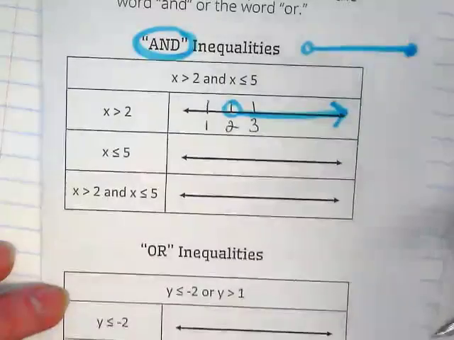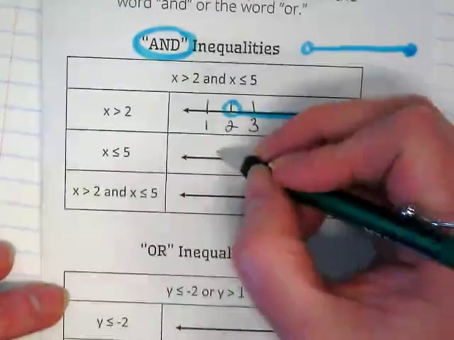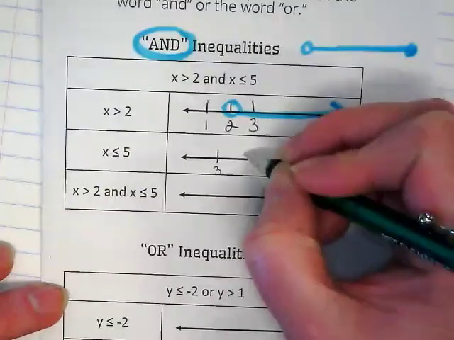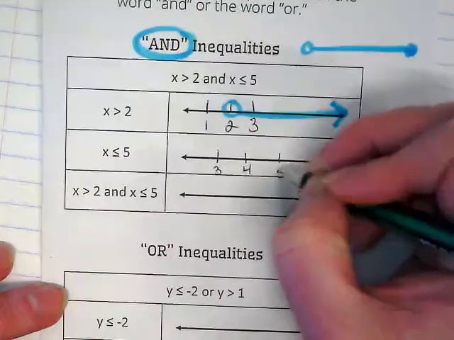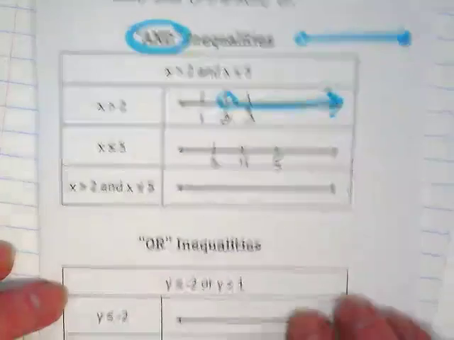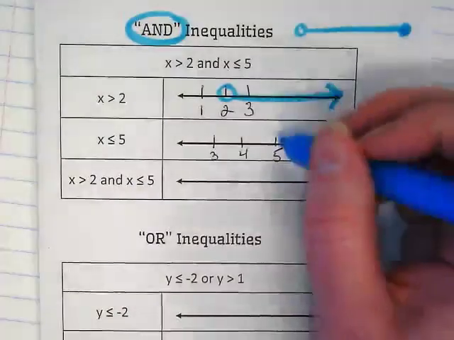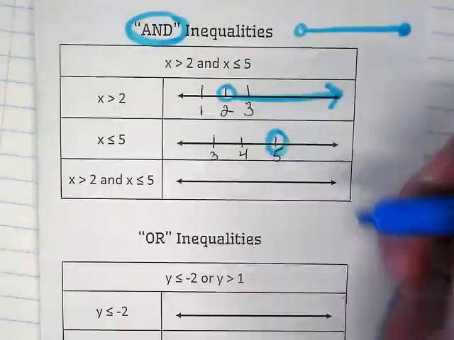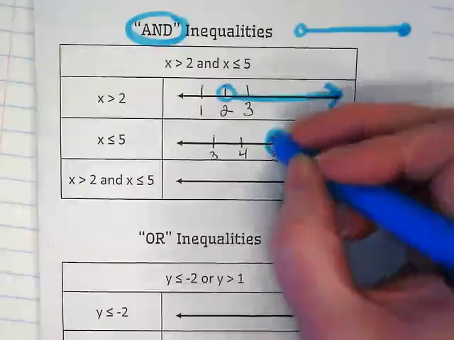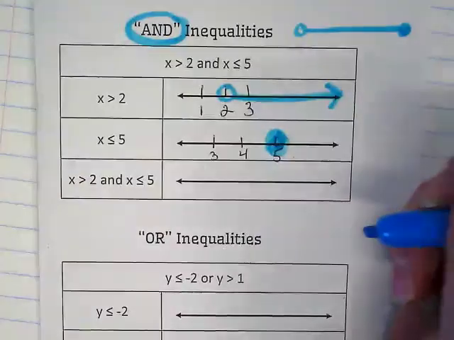Our second inequality is x is less than or equal to 5. What happens to my circle? In what direction is the arrow?